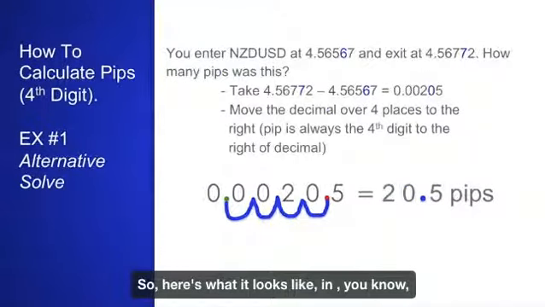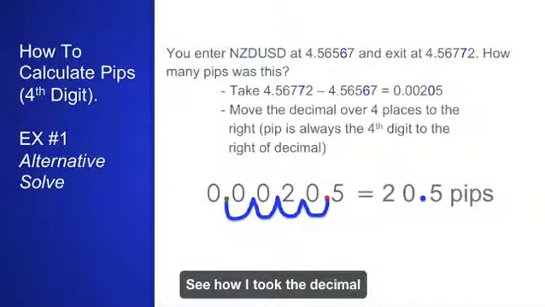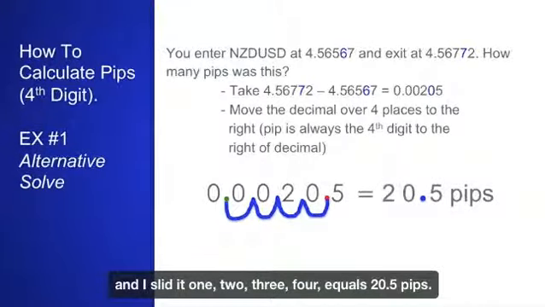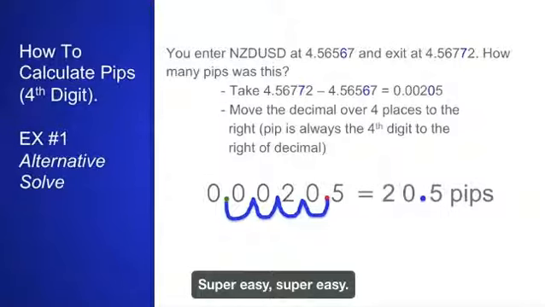So here's what it looks like written out for you, for those of you who are visual people. See how I took the decimal and I slid it? 1, 2, 3, 4 equals 20.5 pips. Super easy, super easy. We're going to do another example, don't worry.